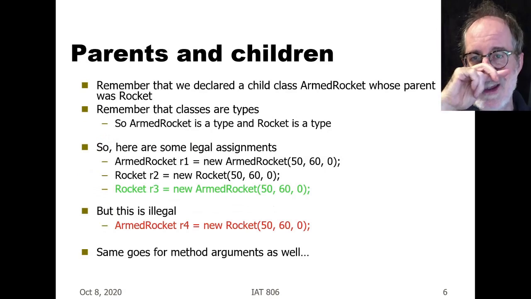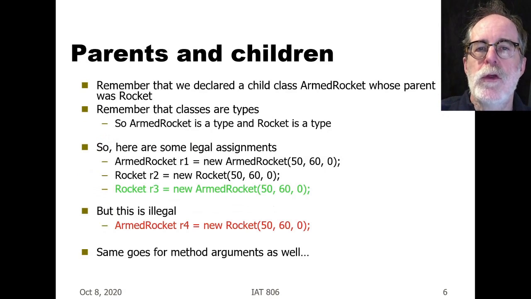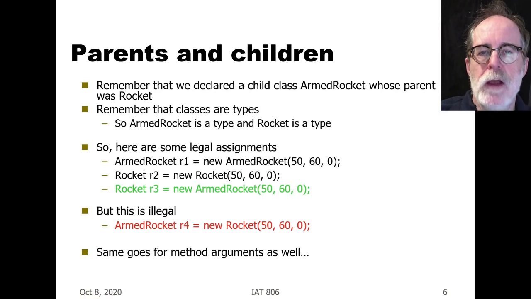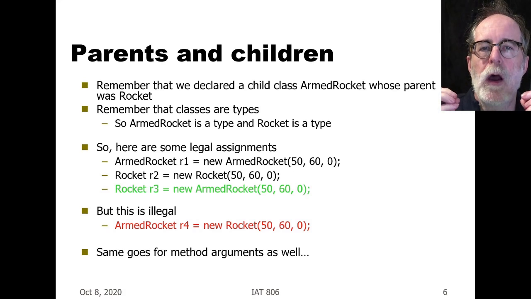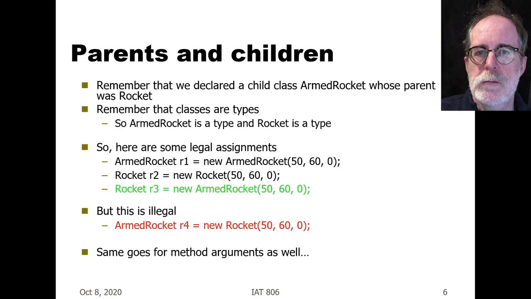To enable that kind of technology to work, there is some object-oriented terminology and abstractions that you need to be aware of in order for that to function. So we're going to take what seems like a little side trip around this question of parents and children. I don't mean human beings, but hierarchies of classes. Remember that we declared the child class Armed Rocket, and it had as a parent class Rocket, and the technique for that was class Armed Rocket extends Rocket.